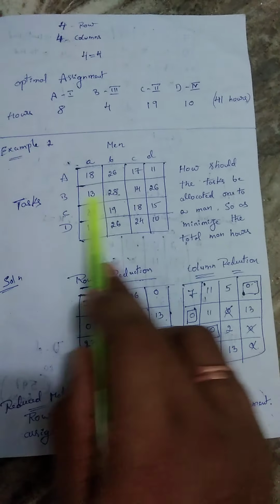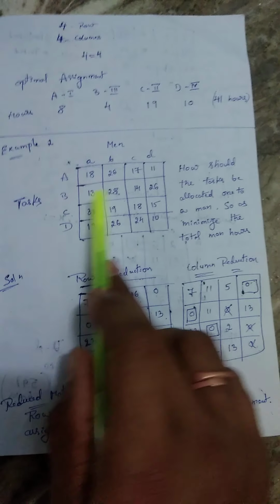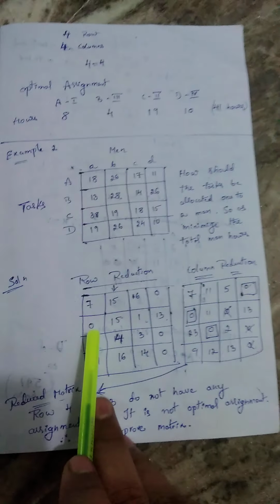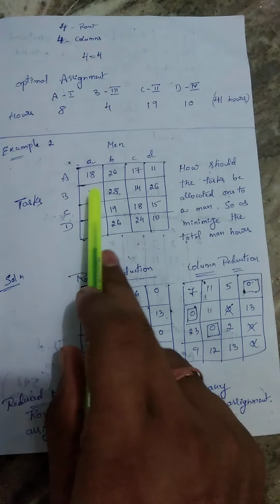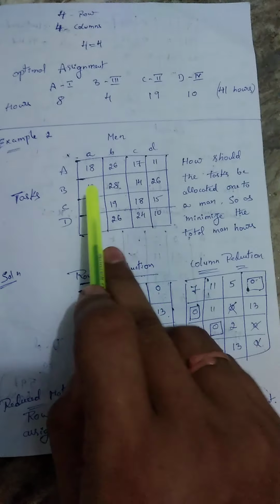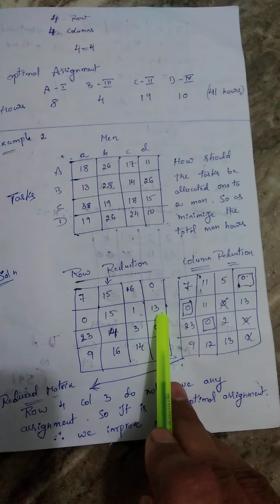Coming to the second row, 13 is the smallest element. 13 minus 13 gives 0. 28 minus 13 gives 15. 14 minus 13 gives 1. 26 minus 13 gives 13.